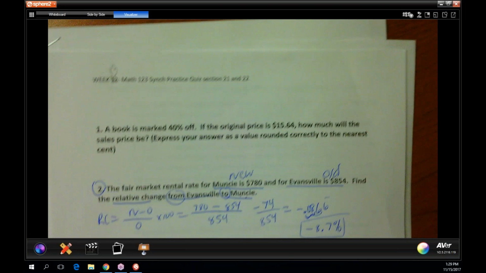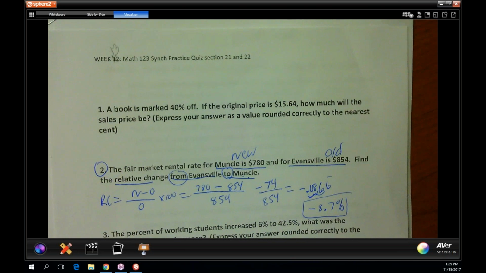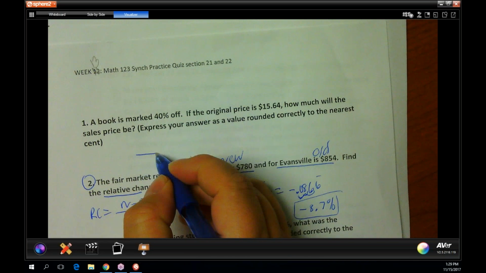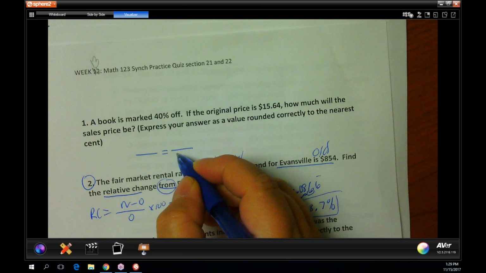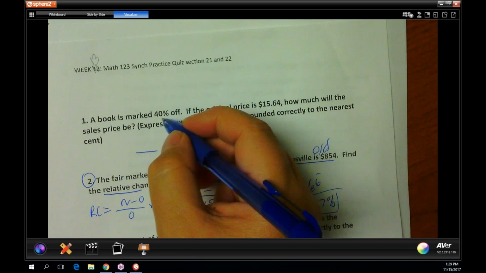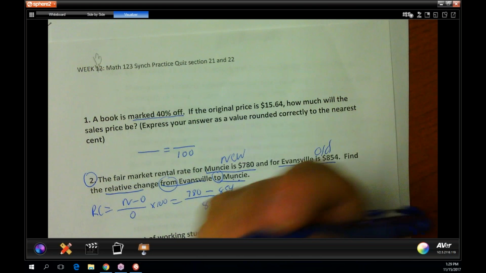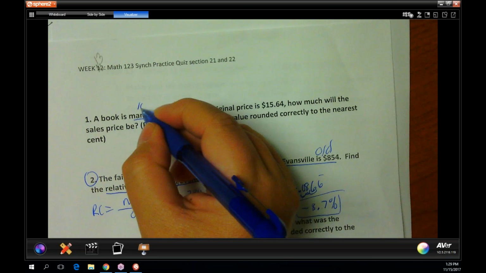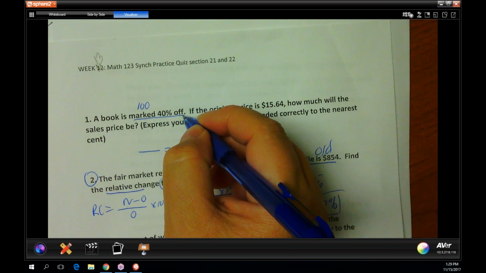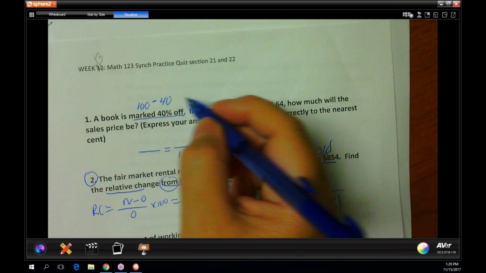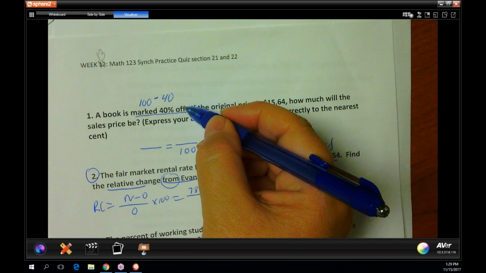So let's start out with the quiz review here. A book is marked 40% off. So we set up your proportion. You got your free spot right here. When you see marked 40% off, a percent increase or decrease, you go 100 and then it's plus or minus. This is off, so it is minus 40. So we're not going to use the 40. What percent are we going to use?